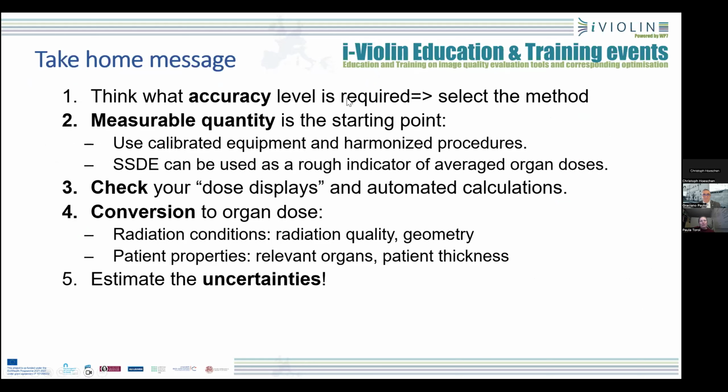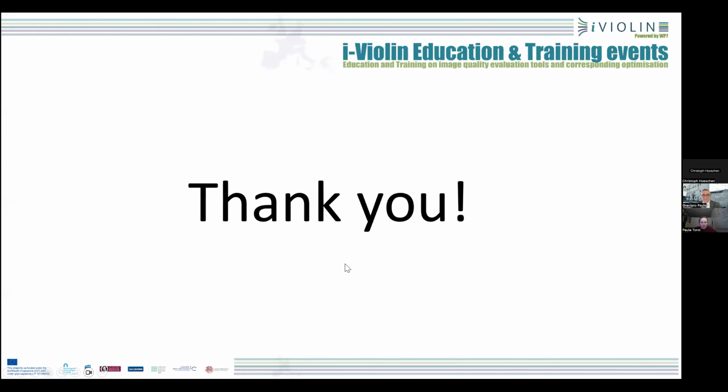Think what accuracy level is required for your dosimetry purposes. Select the method based on that. Remember that the measurable quantity is the starting point. Use calibrated equipment and harmonized procedures. The size-specific dose estimate can be used as a rough indicator of average organ dose. Check your dose displays and automatic calculations. And when you convert to organ dose, make sure that you take into account the irradiation conditions and patient properties, and estimate the uncertainties. Thank you.